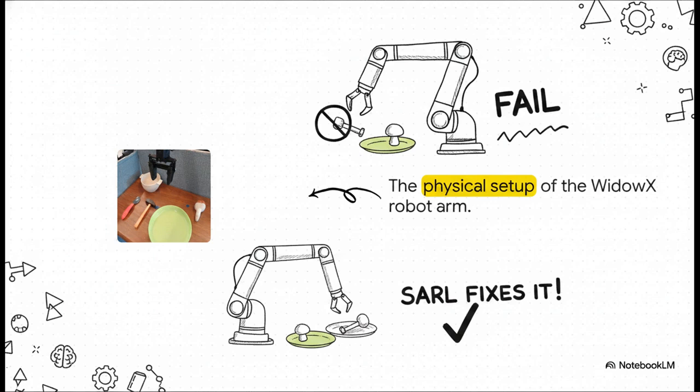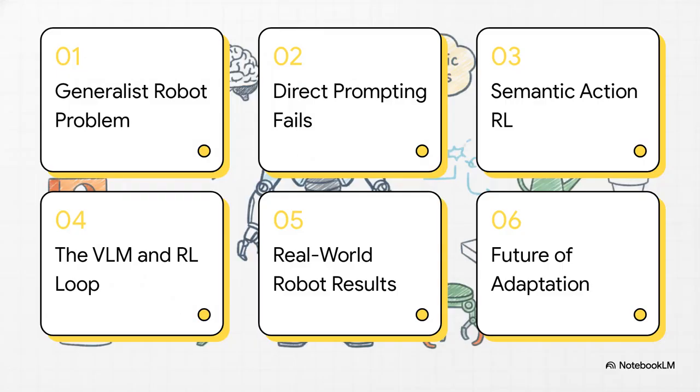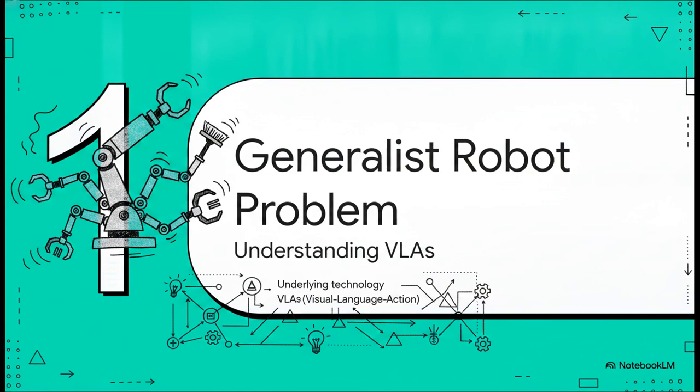Today, we're going to unpack exactly why that happens and how a really fascinating new algorithmic framework called SARL actually fixes it. Here is our roadmap for today's explainer. We'll cover 1. The generalist robot problem. 2. Why direct prompting fails. 3. Introducing semantic action RL. 4. The VLM and RL loop. 5. Real-world robot results. And finally, 6. The future of adaptation. Let's start with Section 1, the generalist robot problem.